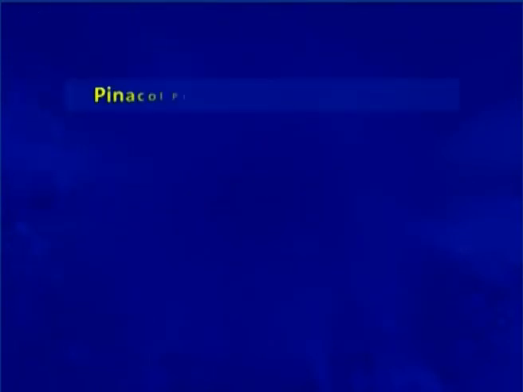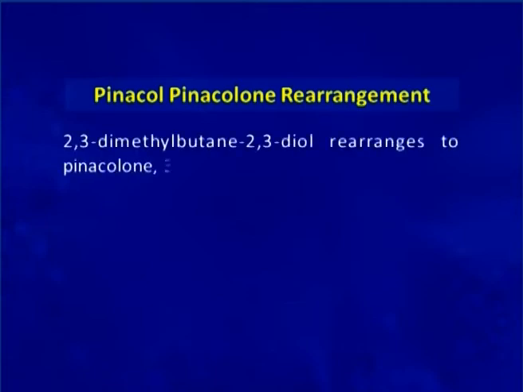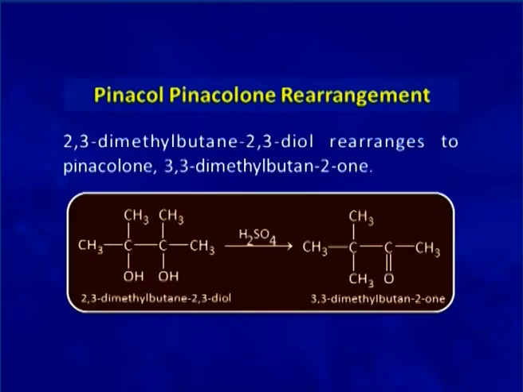In Pinacol-pinacolone rearrangement, the 2,3-diol rearranges to a ketone. Pinacol is converted to pinacolone. You can see here that this Pinacol has 2 hydroxy groups at the 2 and 3 positions. When the Pinacol is treated with concentrated sulfuric acid, we get 3,3-dimethyl 2-butanone, which is also called pinacolone.